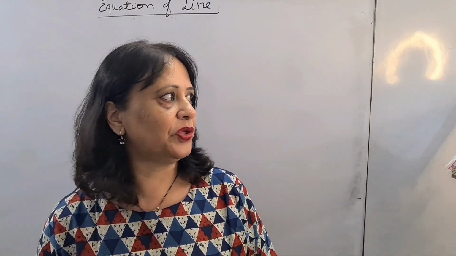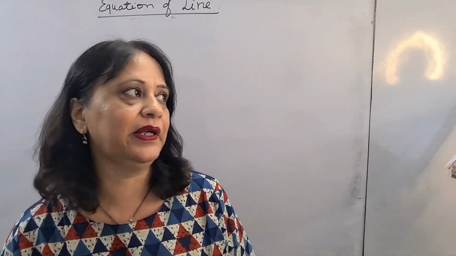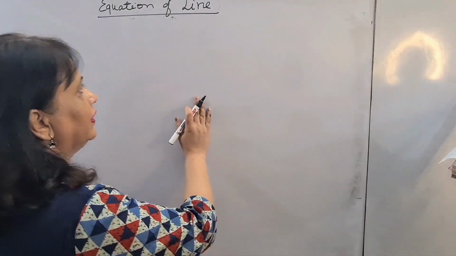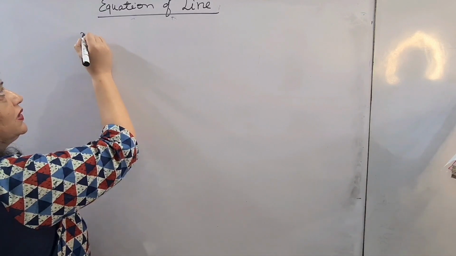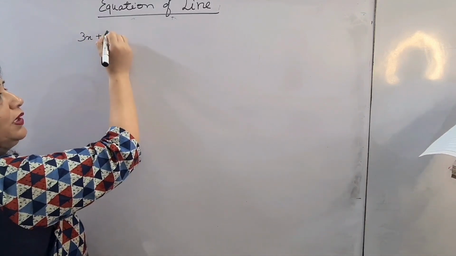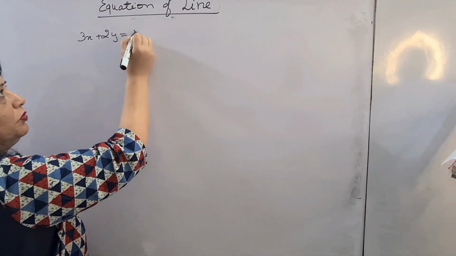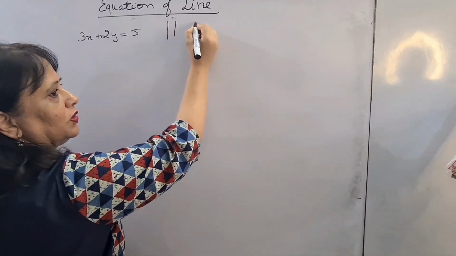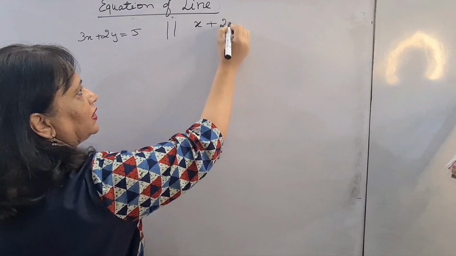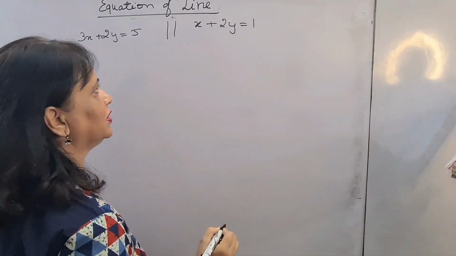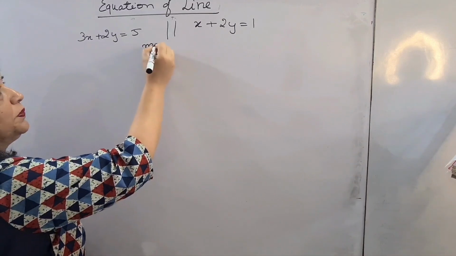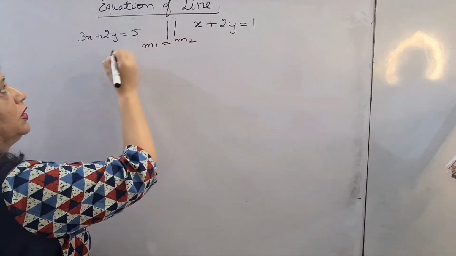Coming to exercise 14D, question number 3, third part. Equation of line. I have been given 2 equations. You just read the question along with me. 3x plus 2y is equal to 5. I have to prove whether this line is parallel to the second line, x plus 2y is equal to 1. Now remember the concept that for the lines to be parallel, slopes should be equal for both the equations.